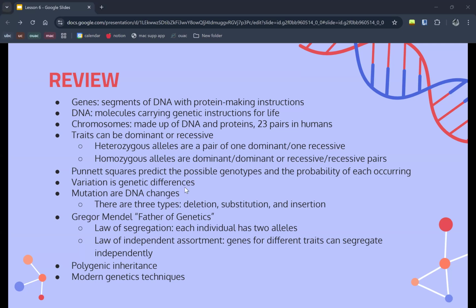And then we talked about polygenic inheritance. So inheritance of traits that is controlled by multiple genes instead of the normal one from each parent. And then we looked at some modern genetic techniques. So does anyone have anything they want to look over again before we move on to the booklet?